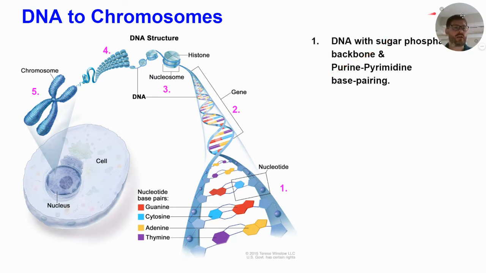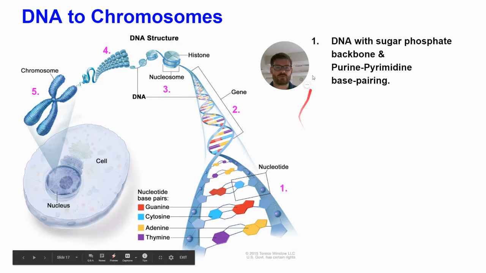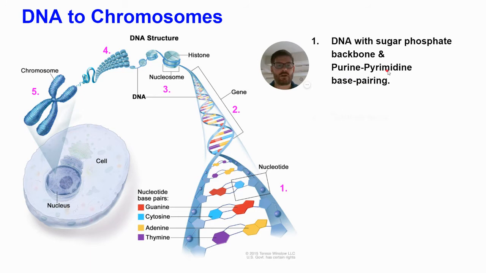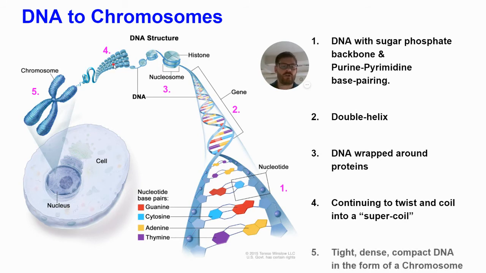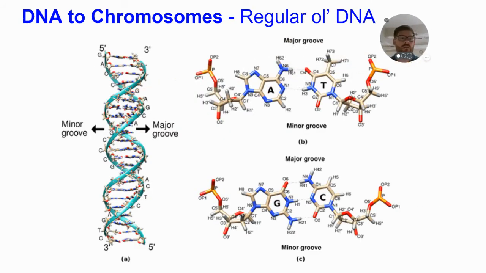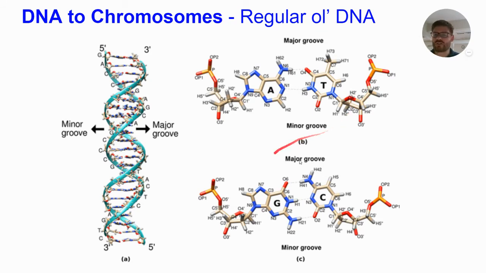So DNA, we have a couple different ways we're going to look at it, right? We have DNA right here with the sugar phosphate backbone and the purine pyrimidine base pairing. We've got the double helix shape. We've got this DNA wrapped around proteins, starting to condense it there. Then we have a continuing twisting and coiling, making it a tighter and tighter package into what we call supercoils. And then ultimately a really tight, dense, compact DNA in the form of a chromosome. So DNA is in all these different forms at different times, depending on what it is you want to do with it. Okay? So here's our regular old DNA. I think I've talked enough about this for now.